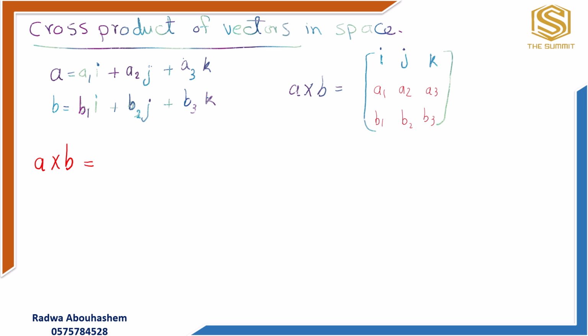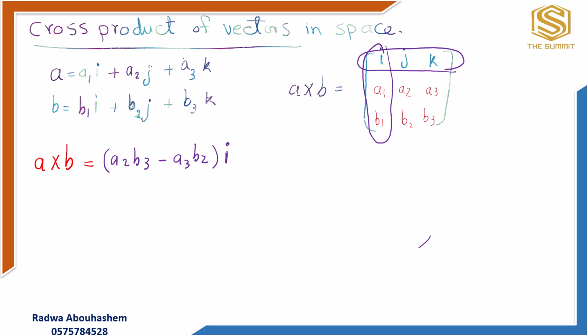I get the determinant for the first one, i. So I will just say that I don't see this row and this column, and then cross multiply. So it's A2 times B3 minus A3 times B2. This is i.